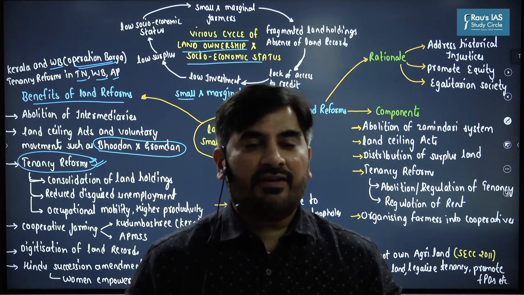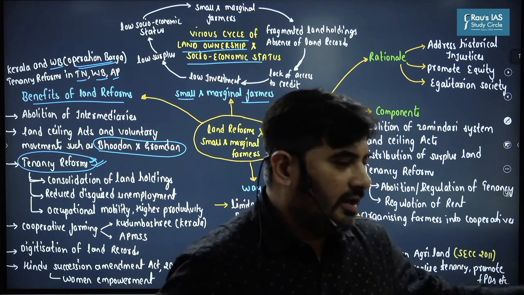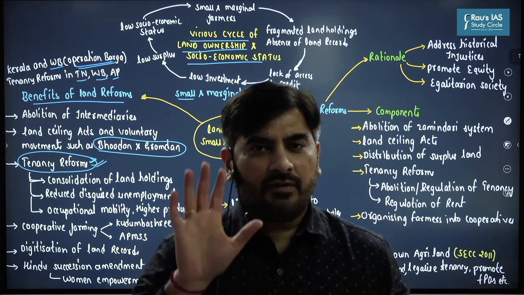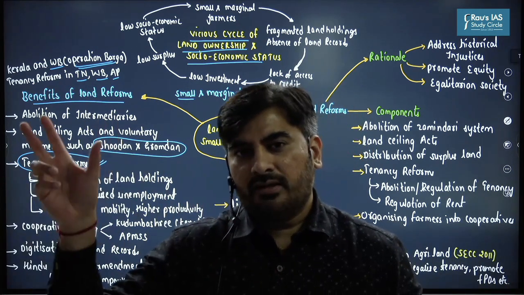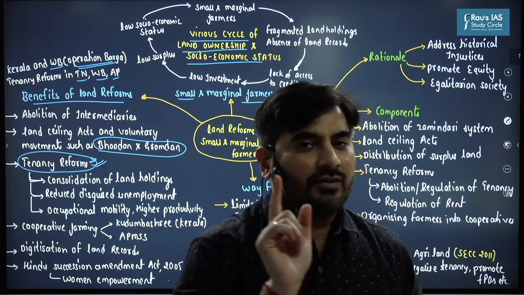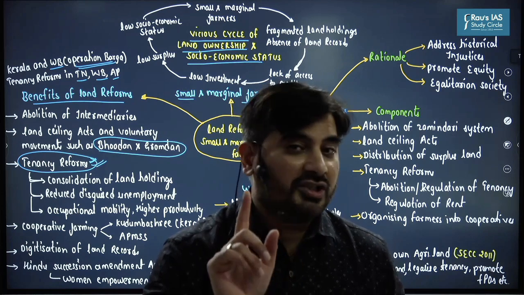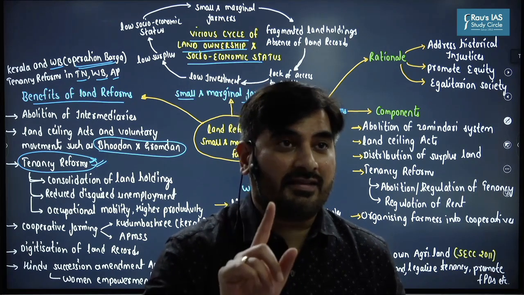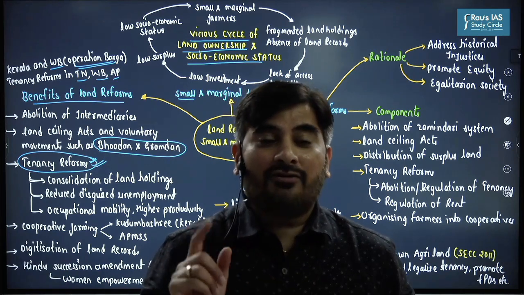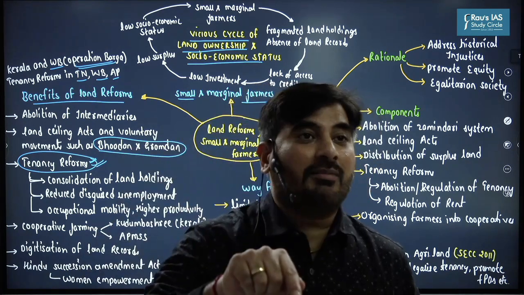Okay. So as far as the way forward is concerned, one thing you must understand here is that the question is very straightforward. The question is how the land reforms have benefited the small and marginal farmers. So the question is on benefit. The question is not asking you to critically analyze. You have to highlight the benefits. The question is not asking you to what extent it has benefited the small and marginal farmers.